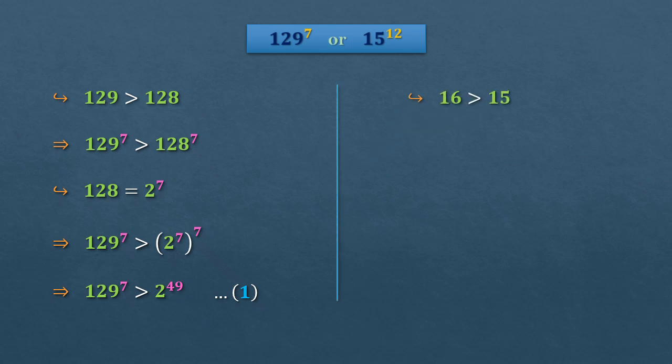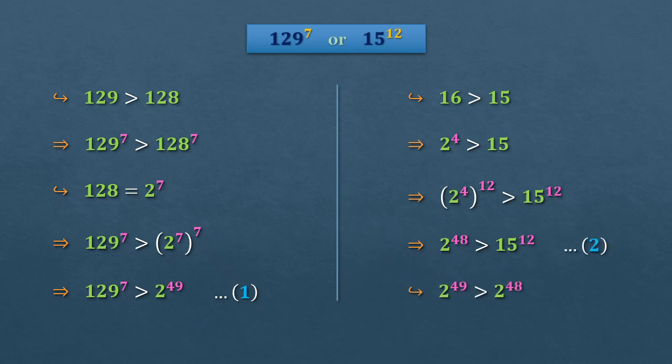Beside that, we observe that 16 is strictly greater than 15. Since 16 is equal to 2 to the power of 4, we deduce that 2 to the power of 4 is strictly greater than 15. Raising both sides of this inequality to the power of 12 gives 2 to the power of 4, all to the power of 12, is strictly greater than 15 to the power of 12. This means that 2 to the power of 48 is strictly greater than 15 to the power of 12. We call this inequality number 2.